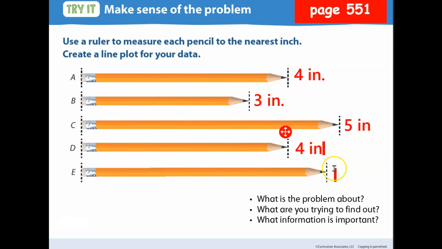And then how about E? Now look, it's past the 4. It's almost to the 5. It says to the nearest inch, right? So is pencil E closer to 4 or closer to 5? 5. So I'm going to put 5 inches.